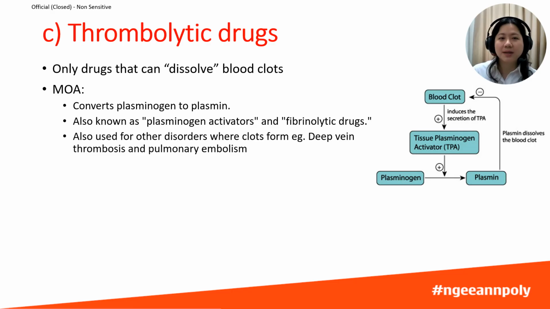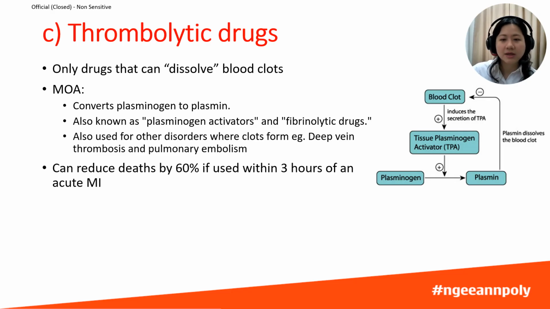Thrombolytic drugs convert plasminogen to plasmin. Plasmin is an enzyme that dissolves blood clots by breaking down fibrin. Hence, thrombolytic drugs are also known as plasminogen activators and fibrinolytic drugs. Besides myocardial infarction, thrombolytics may also be used for other disorders where clots form, for example, deep vein thrombosis and pulmonary embolism. Thrombolytic drugs can reduce deaths by 60% if they are used within 3 hours of an acute myocardial infarction.